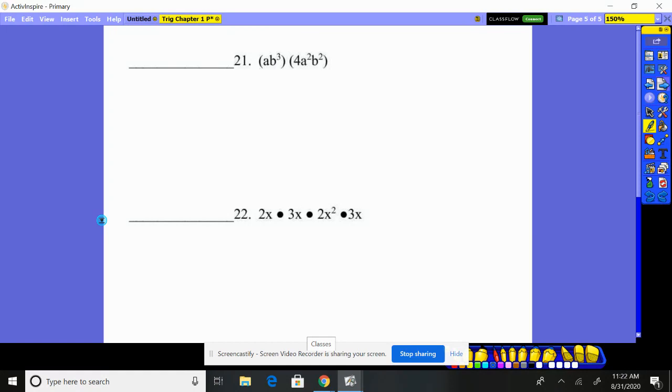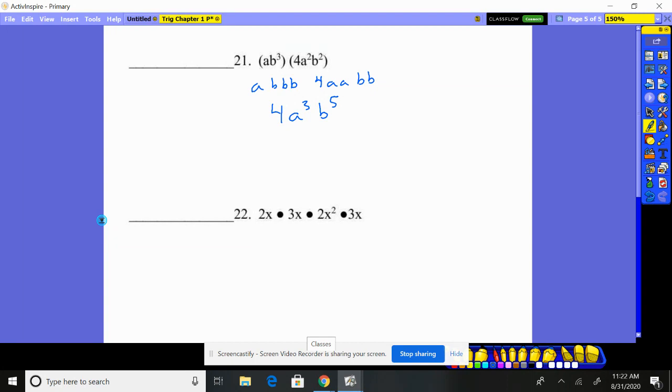Here's 21. It is a times b times b times b times 4 times a times a times b times b. Well, that just is a 4. How many a's do you see? 3. How many b's? 5.